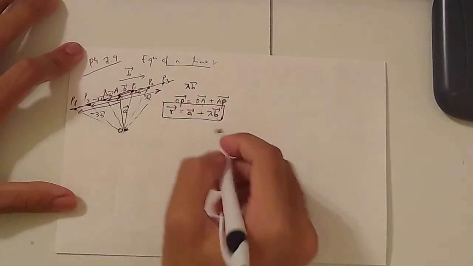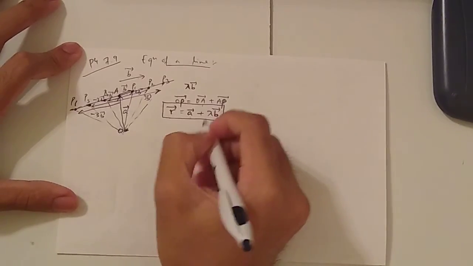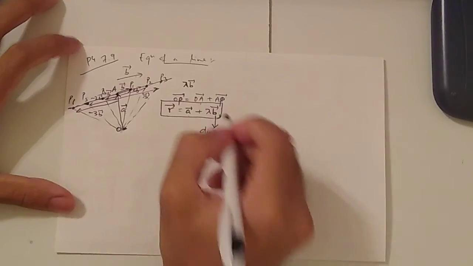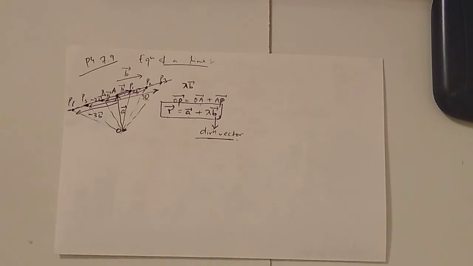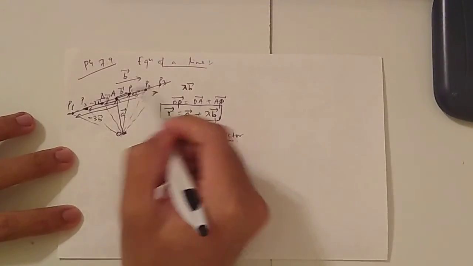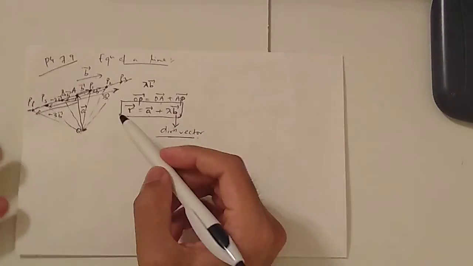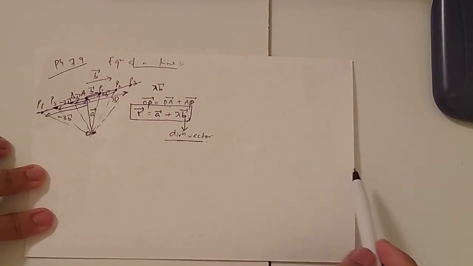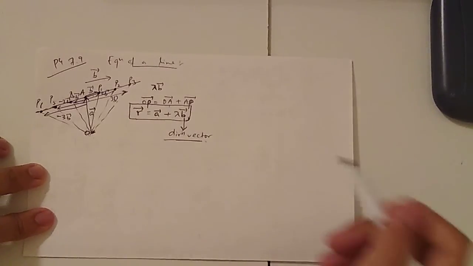b does have a special name. b is called the direction vector of the line. So if you know the direction vector of the line and you know a particular point of the line, in that case you can find the overall vector equation as r is equal to a plus lambda times b. Lambda gives you different points along the line. Now in this case we were given the direction vector b, but it is possible that the direction vector is not given and you need to find the direction vector.